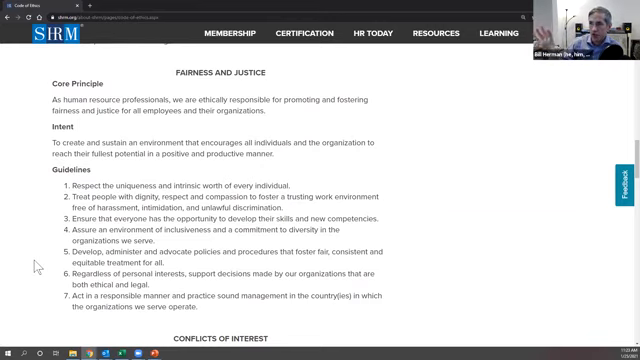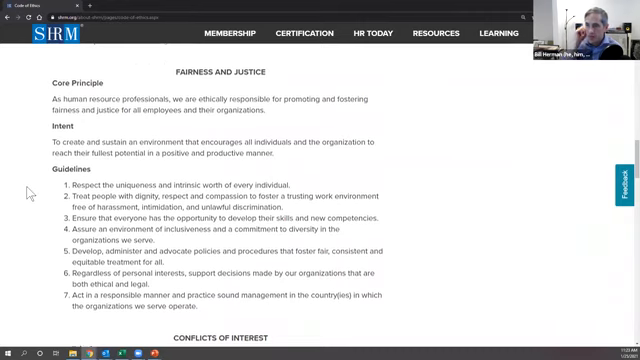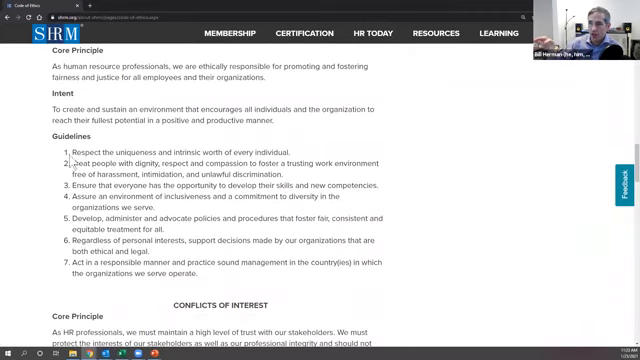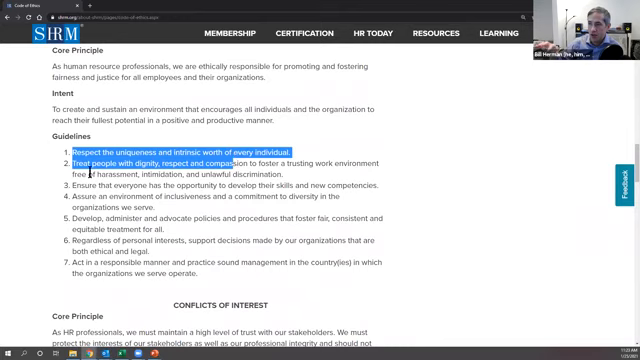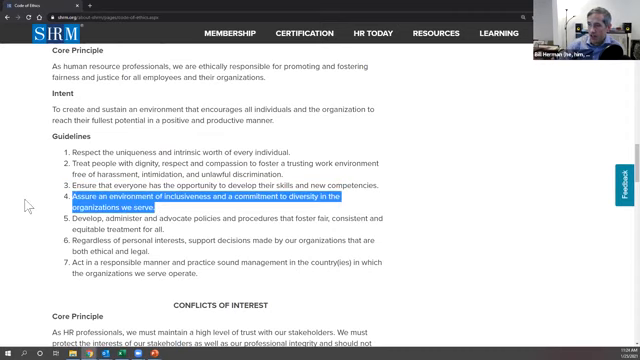As human resource professionals, we are ethically responsible for promoting and fostering fairness and justice for all employees and their organizations. And the intent is to create and sustain an environment that encourages all individuals in the organization to reach their fullest potential in a positive and productive manner. And so those guidelines include respect the uniqueness and intrinsic worth of every individual, treat people with dignity, respect, and compassion, right? Ensure that everyone has the opportunity to develop their skills and new competencies, and assure an environment of inclusiveness and a commitment to diversity in the organizations we serve.